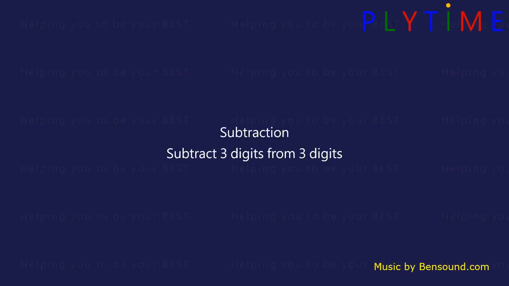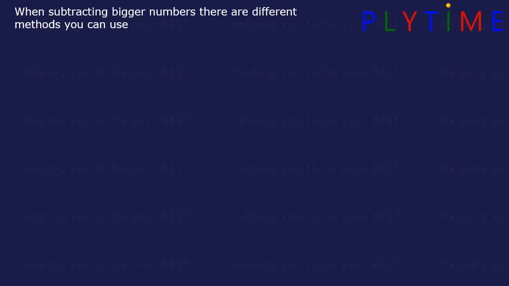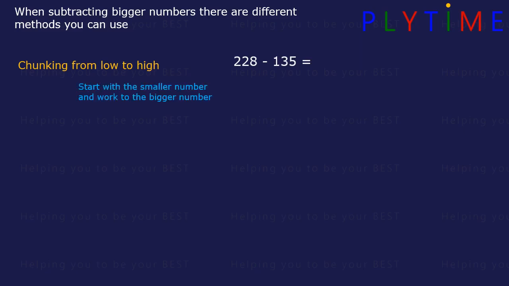Subtraction. Subtract 3 digits from 3 digits. When subtracting bigger numbers, there are different methods you can use. Chunking from low to high. 228 minus 135. We start with the smaller number and work to the bigger number.